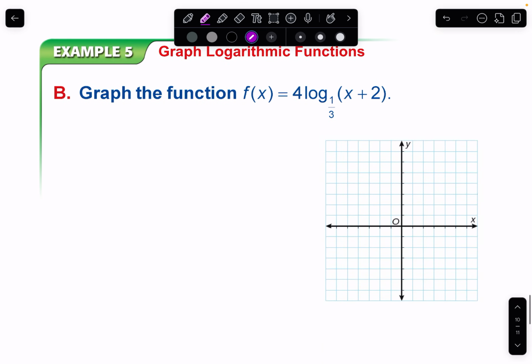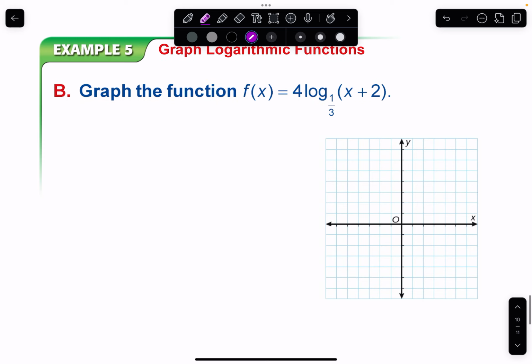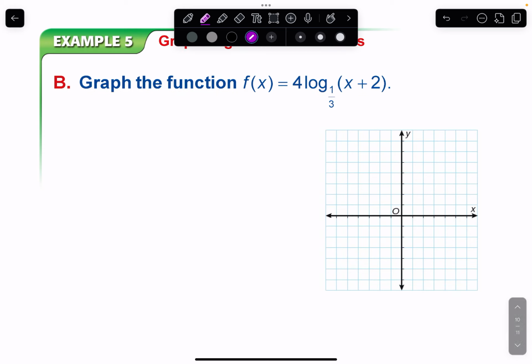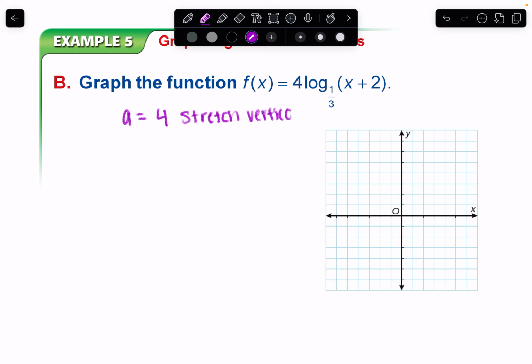So looking at another example with that, part B tells you to graph 4 log with a subscript of 1/3 and then x plus 2 in parentheses. So the 4 is your a value. Because it is a larger number, instead of compressing, it's actually going to stretch your graph vertically.